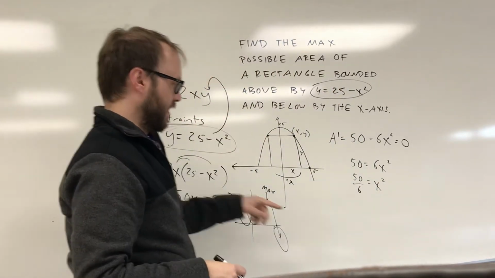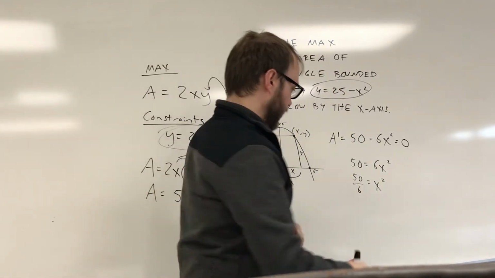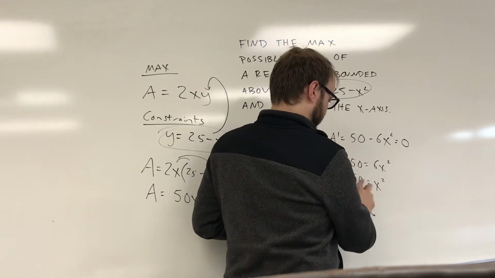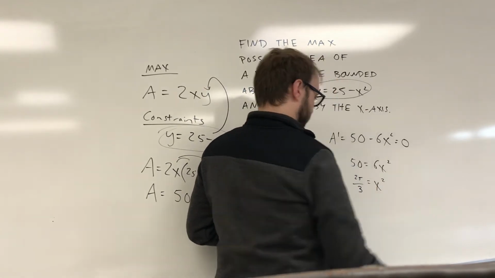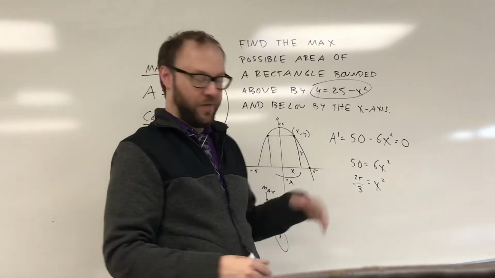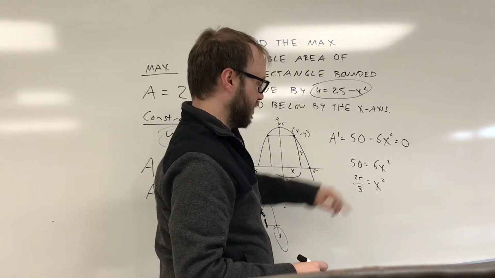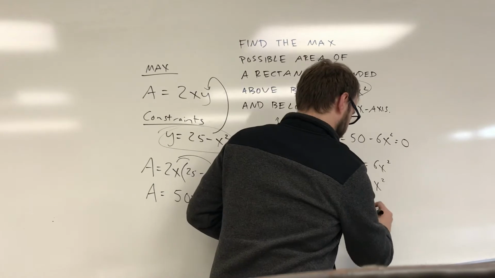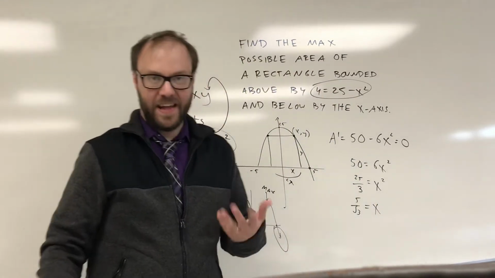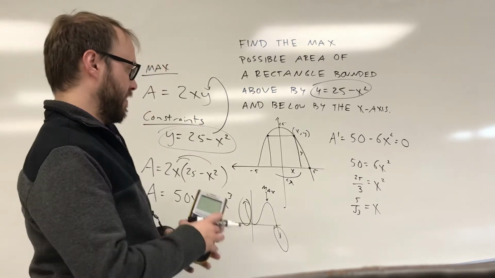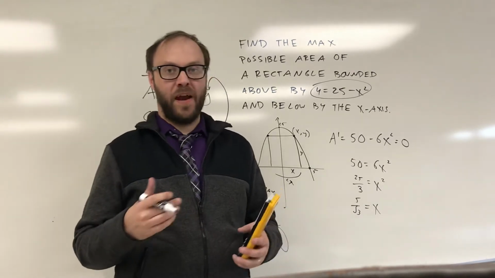By the way, I noticed something. If you divide both of these by 2, you get 25 thirds, if you simplify the fraction, is equal to x squared. Then you can take the square root. By the way, you can take the square root of 25 and get 5. So x is going to be equal to 5 over the square root of 3. Okay, that's what the value of x is going to be where the maximum area occurs.